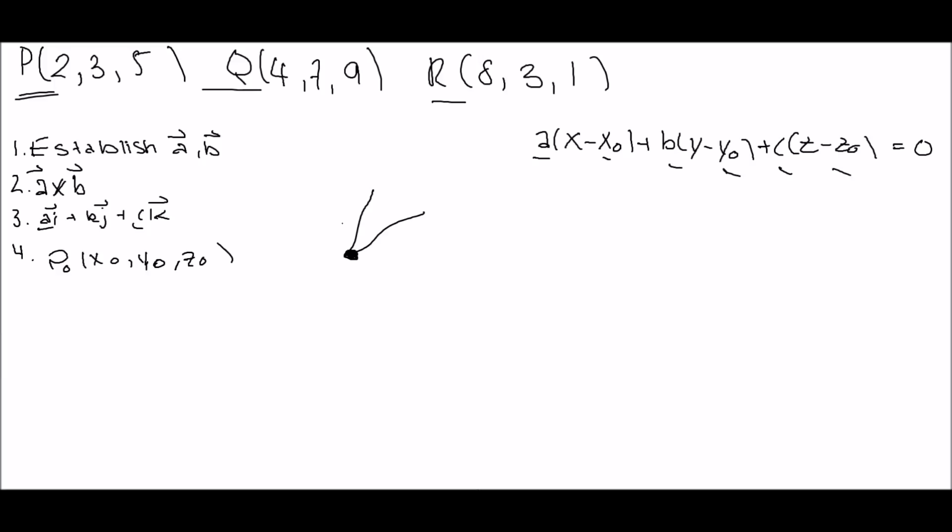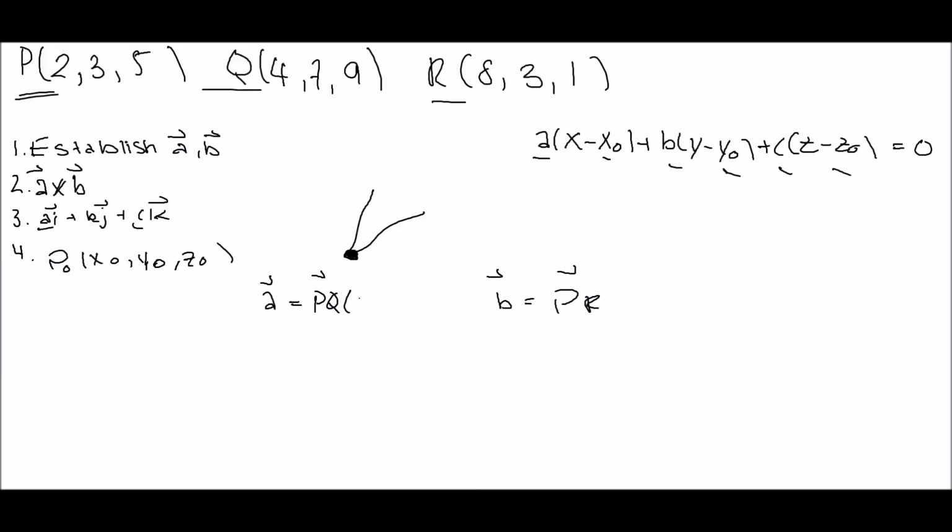Okay. So now that we have that, we'll say, find the equation of the plane given the 3 points. First we want to establish our A and B. So PQ is A and PR is B. And we're just doing this to line up to our formula.